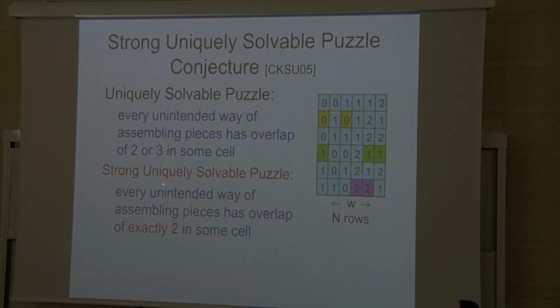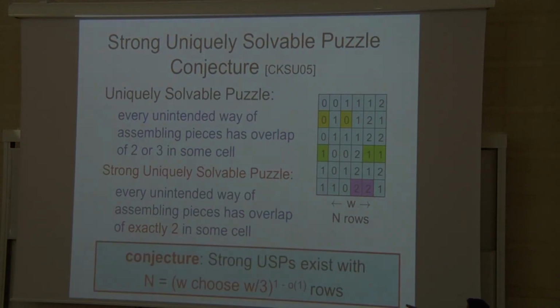And our conjecture has to do with something we call the strong uniquely solvable puzzle, which is that every unintended way of assembling the pieces has an overlap of exactly 2 in some cell. It doesn't have to be in all cells, just some cell. And the conjecture is that strong uniquely solvable puzzles exist with a number of rows which is w choose w over 3, up to a little o of one term in the exponent.